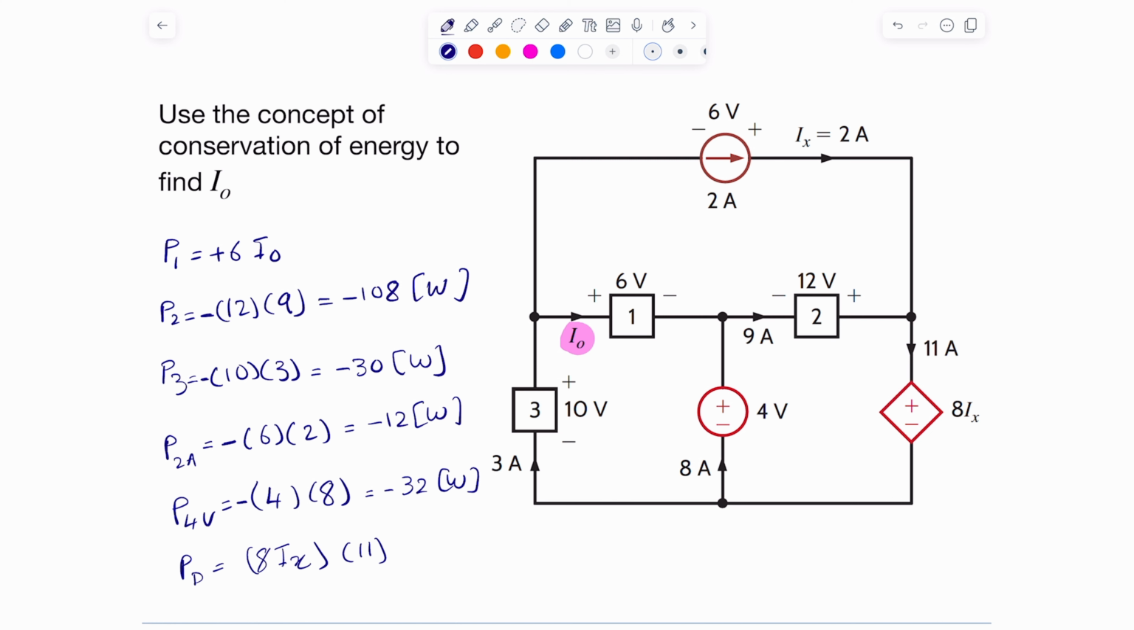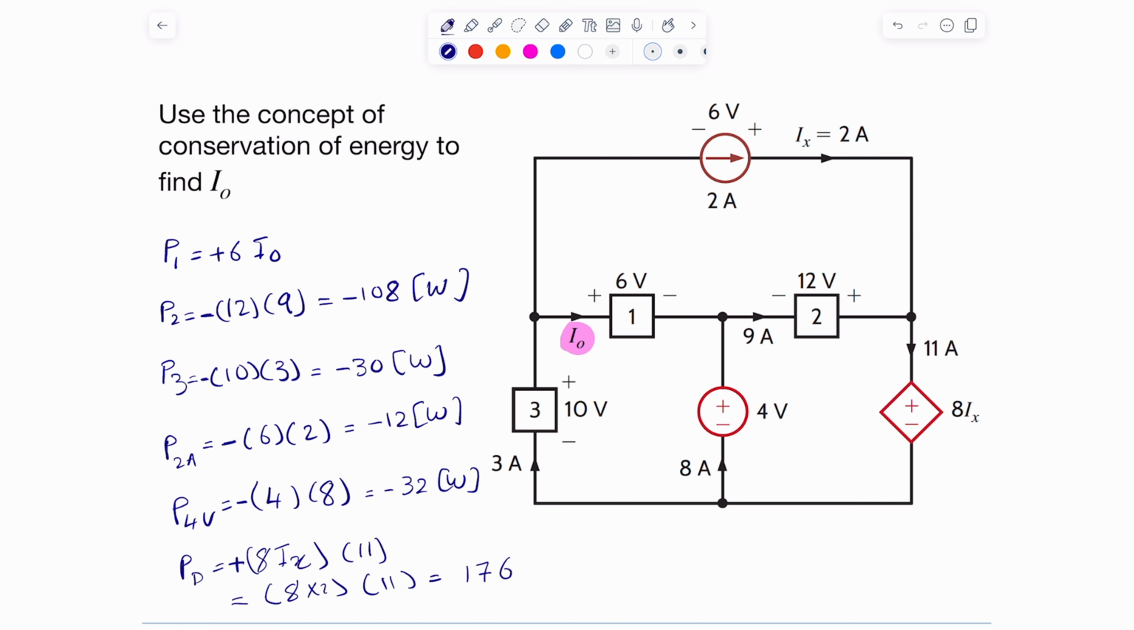Passive sign convention still applies. I have current going that way, and it's hitting the positive terminal. That means I have to put positive in here. I have a value for I of X, because if I take a look in here, I see that I of X happens to be 2 amps. We were given that. So I can substitute 8 times 2 times 11, and I will get 176.